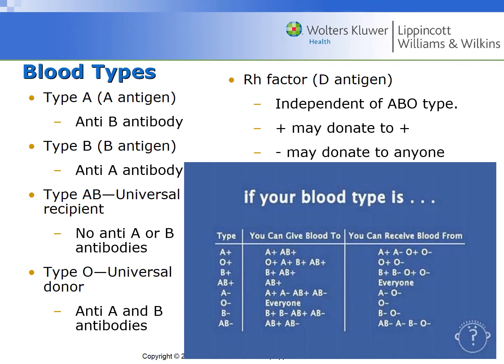attack it. However, if you don't have the RH factor in your blood, and you get RH positive blood, then you can start a reaction. So positive can donate to positive, negative can donate to anyone, making O negative the universal donor and AB positive the universal recipient.